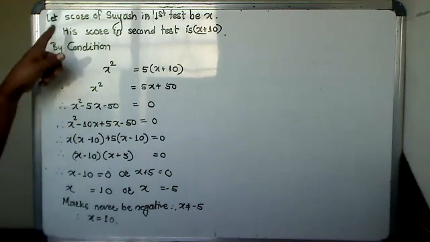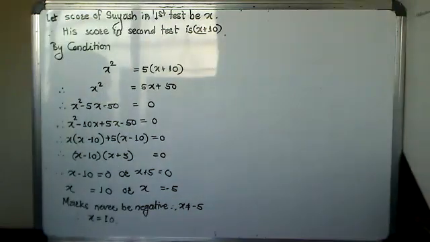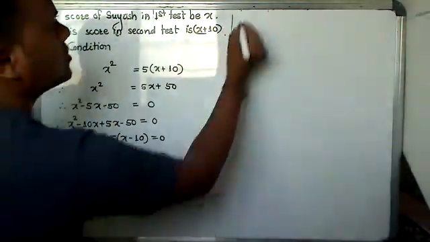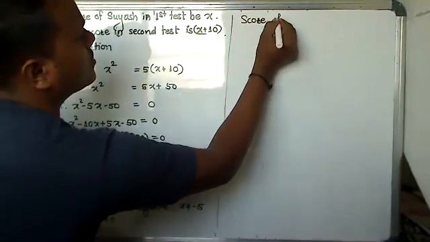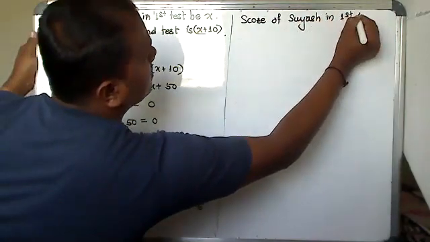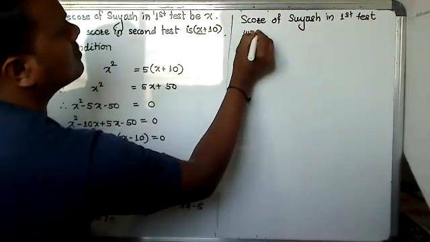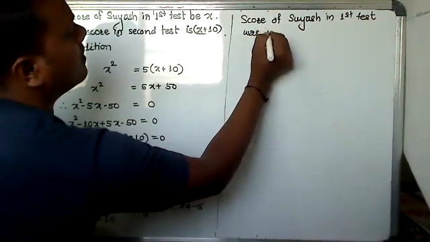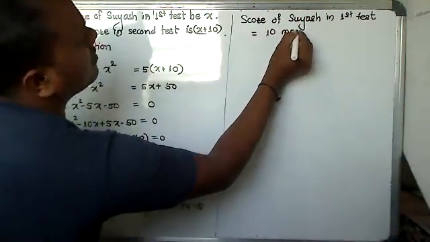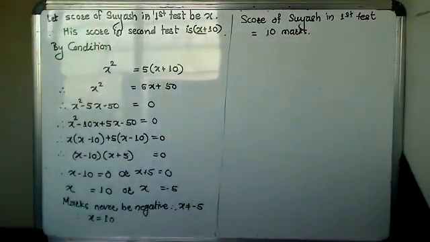So what is x here? x is the score of Suyash in the first test. So what is asked in this example? Find his score in the first test. So we simply have to write one sentence here: the score of Suyash in the first test was 10 marks. Solved it. Okay.